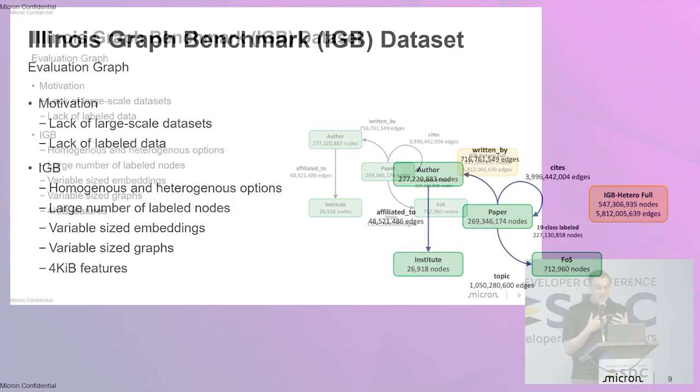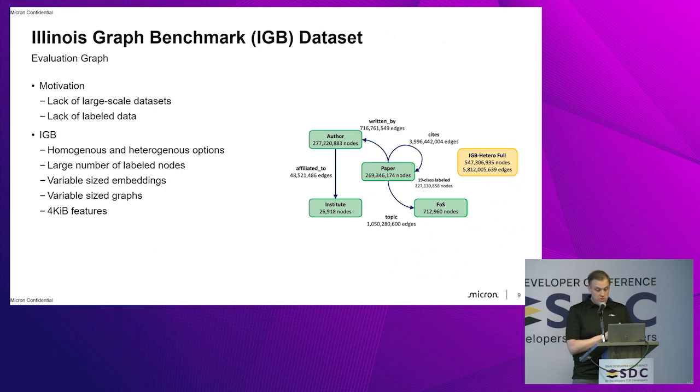This data set has more than 220 million labeled nodes, which is more than 40% of the data in the heterogeneous graph. The embedding dimensions for the homogeneous graph range from 128 to 1024. For the heterogeneous graph that we're using, the dimensions are 1024. And then you get about 570 million nodes with 5.8 billion edges with that data set. And the data set, as you can see, is essentially the relationships between publications with authors, institutes, field of study.